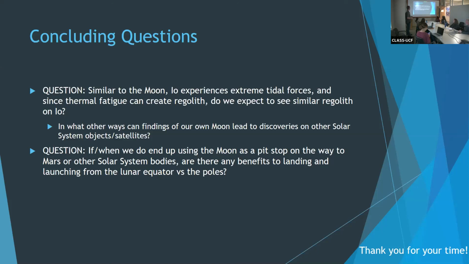So the answer to that question, I'd say no. I would not see similar regolith on Io, I think, as it's a different moon. That's true. But then do you think that any of the other findings that we found on our moon, or that we will find on our moon, can lead to discoveries on other solar system objects?